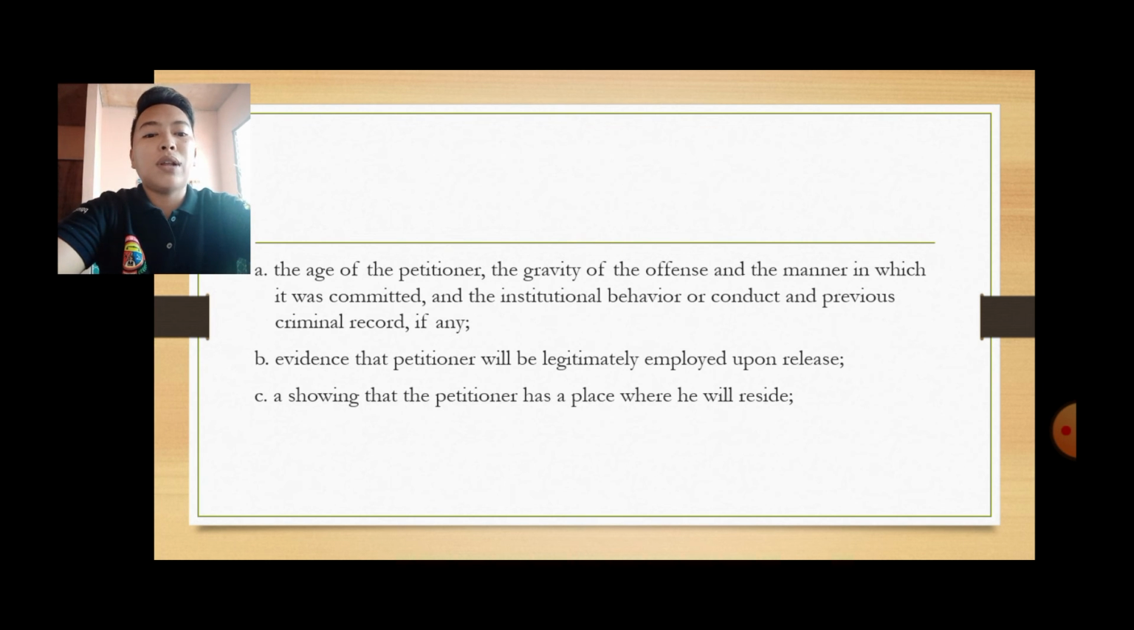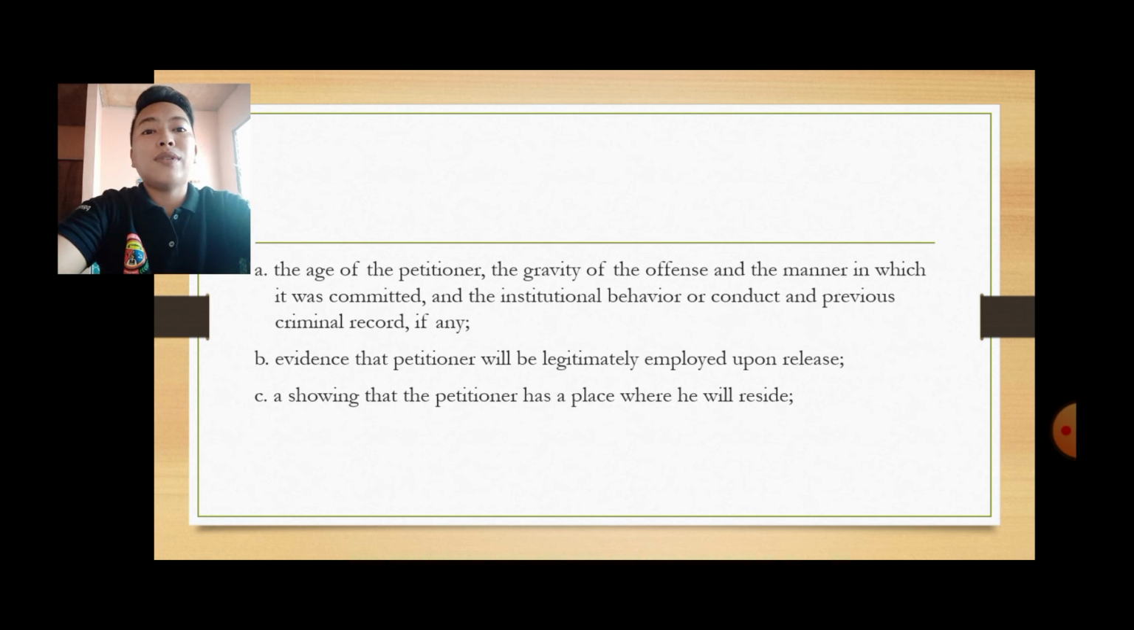So, here are the following factors that may be considered by the board in the grant of conditional pardon, commutation of sentence, or parole. A. The age of the petitioner, the gravity of the offense, and the manner in which it was committed, and the institutional behavior or conduct and previous criminal record, if any. If the petitioner is already too old, it may be considered by the board in granting conditional pardon or parole.